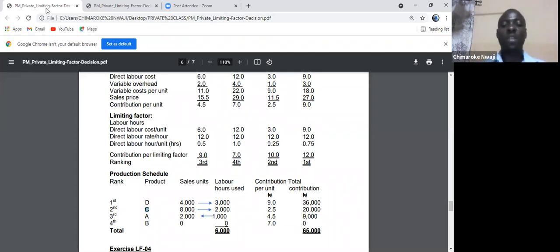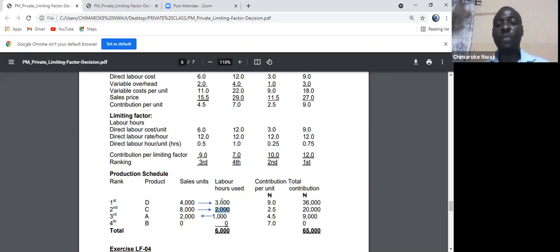Let's find out. Now, 8,000 is what we have to satisfy. And look at C. C scarce resource is 0.25. So 8,000 multiplied by 0.25 gives us 2,000. 2,000 out of the 3,000 labor hours will be used to satisfy all of C. By all means, do all of C.